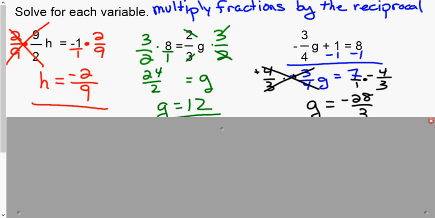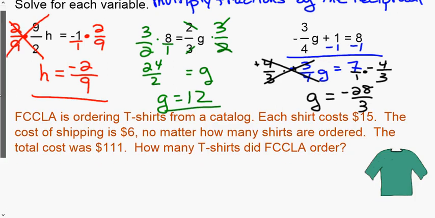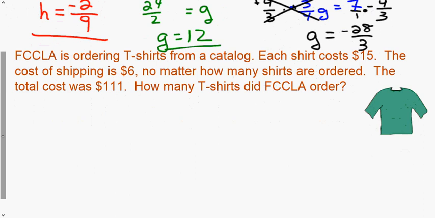Now, in this class, I do not want mixed numbers or decimals. All I want is reduced fractions. So in this case, negative 28 over 3 does not reduce. There's your answer. Okay.